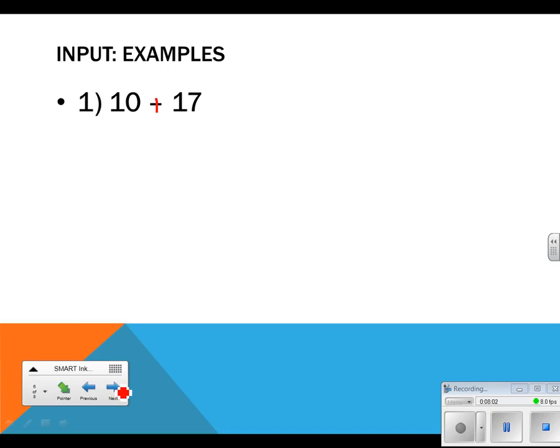We have to make that second change. We have to change the second integer to the opposite. The second integer here is 17. The opposite of 17 is negative 17. I made two marks. I made those two changes. Now it's the same problem, just written as an addition problem. So I have 10 plus negative 17.